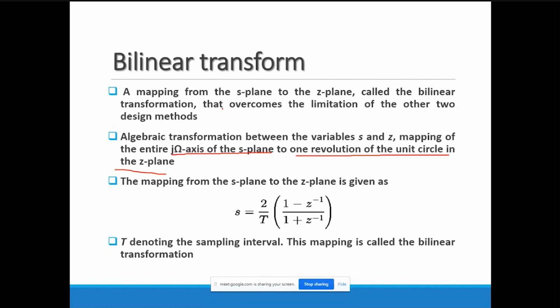For this particular bilinear transformation, this is the mapping function we are applying, that is S is equal to 2 by T, 1 minus Z inverse divided by 1 plus Z inverse. The derivation of this function is discussed in your book in detail, but at present, due to limitation of time, I am taking this function directly. You have to remember this. This is the bilinear transformation. So the mapping function is S is equal to 2 by T, 1 minus Z inverse divided by 1 plus Z inverse. Here T denotes the sampling interval. This mapping is called the bilinear transformation.